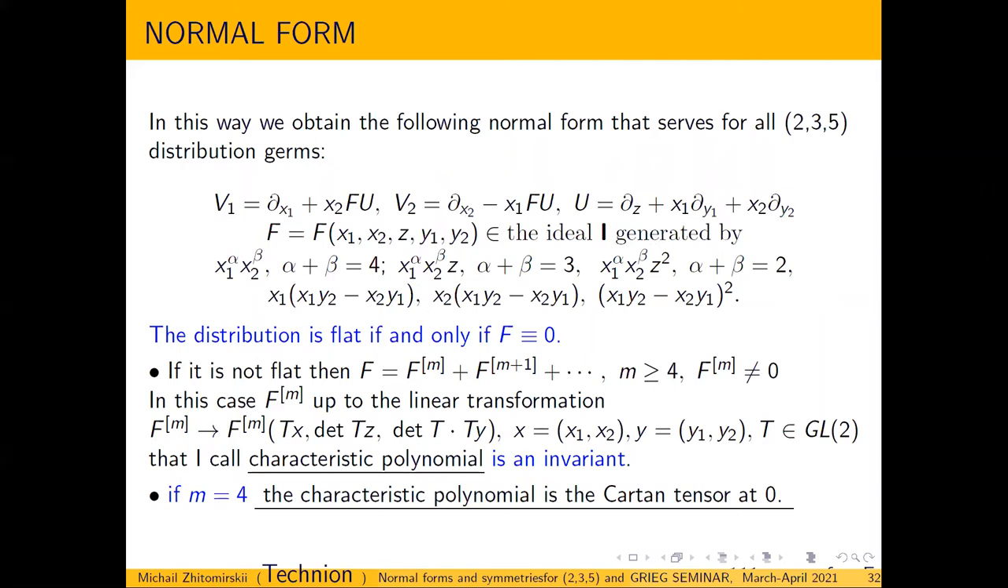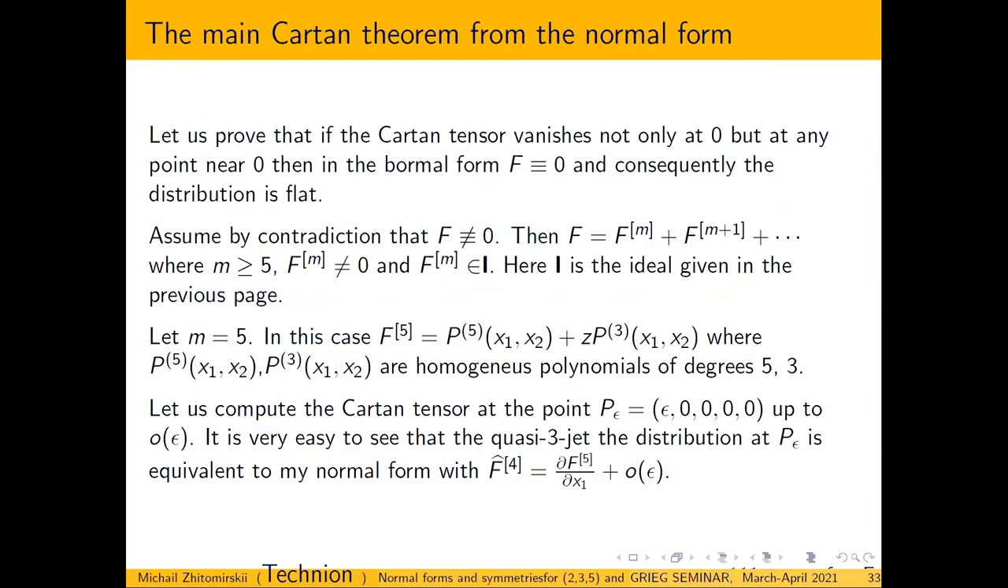But now let me say something about this big work, and if it's really big. In fact, it's not big, by proving the main Cartan theorem from my normal form. The main Cartan theorem says that the distribution is flat, that in one direction it is trivial. So if the Cartan tensor is identically zero, then the distribution is flat. I will prove it using my normal form in order to show that it works. If you believe that it works for this proof, then you will believe that it works for many other things, including many new things.